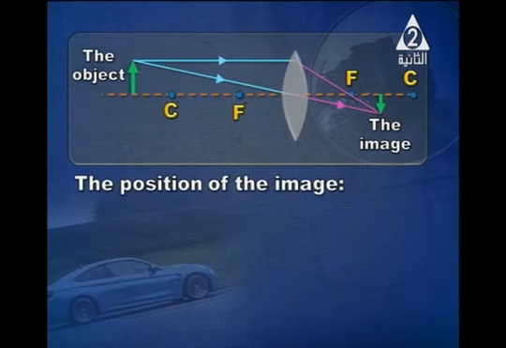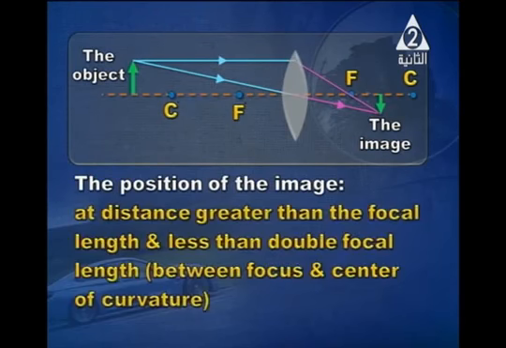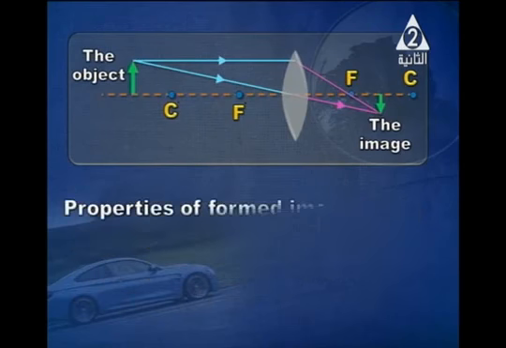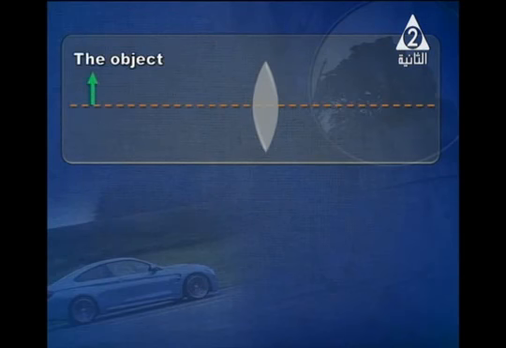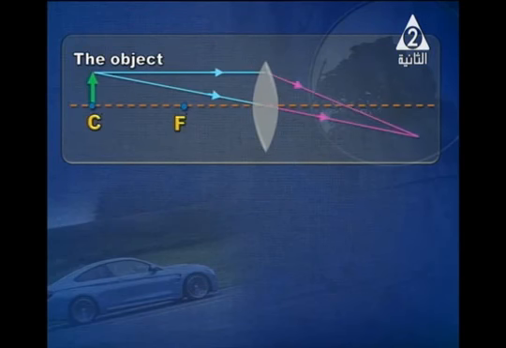The position of the image: the image stands at a distance greater than the focal length and less than double the focal length, or between the focus and the center of curvature. The properties of the formed image: we can see that it is small in size, inverted, and real.